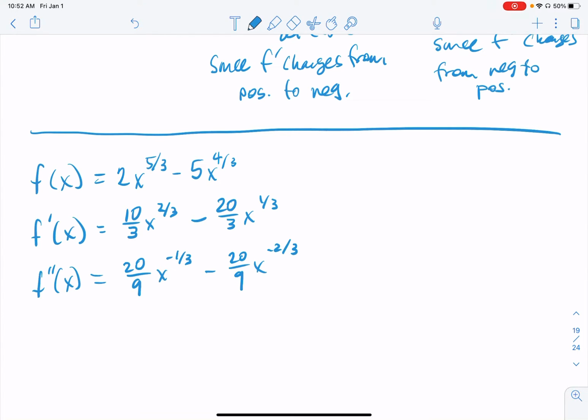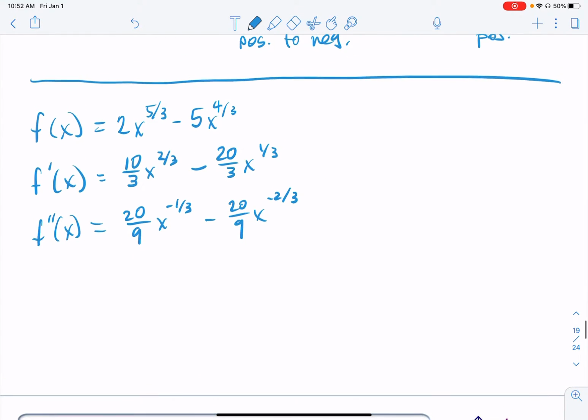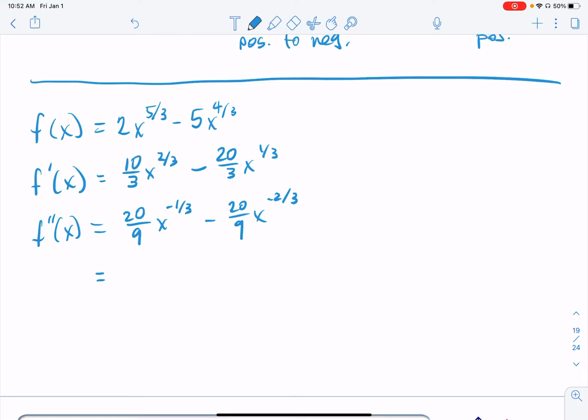All right, and I want to factor again because it's going to make it easier for us to find those possible points of inflection. So pull out our 2/9ths, x to the smaller exponent, which is the negative 2/3 power. I don't have to worry about the 2/9ths, but let's see, I have x to the negative 1/3 divided by x to the negative 2/3.